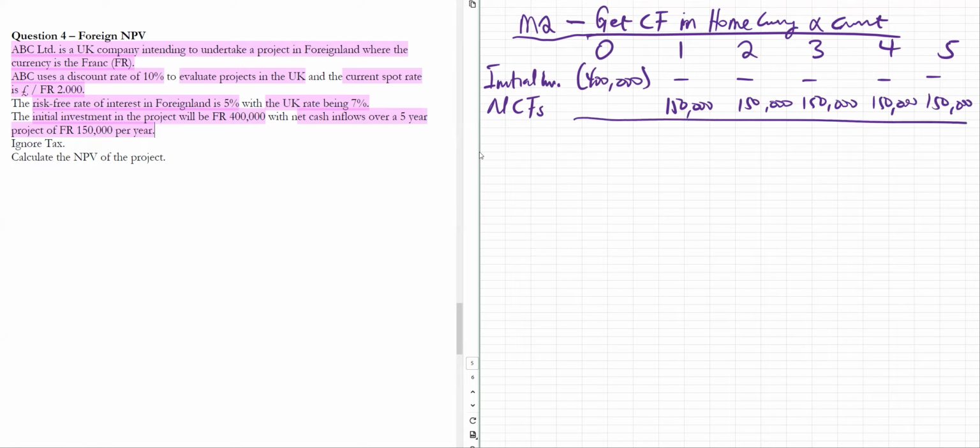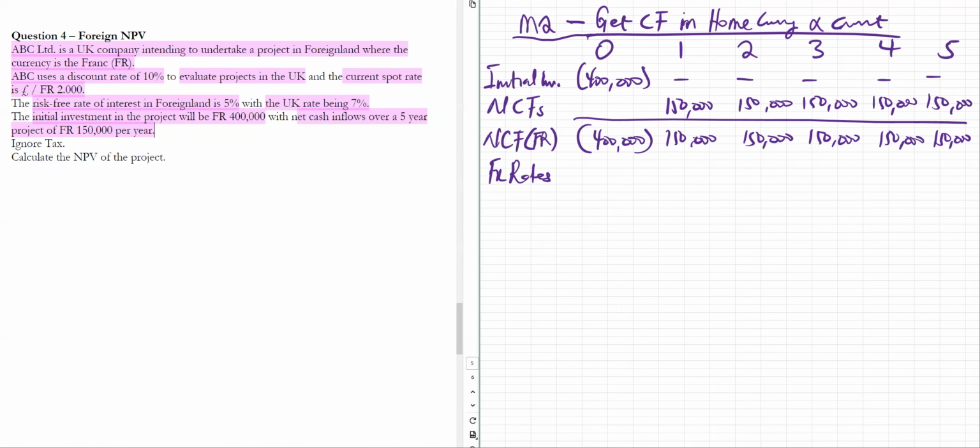But then I need my net cash flows in what? These net cash flows are in franc, but I need my net cash flows in pounds, right? So that's what we do. So we have 150,000, 150,000, 150,000, 150,000, and 150,000. Okay. So now what we need is the Forex rate, the FX rate to convert this, right? So we need to go and forecast the Forex rates.